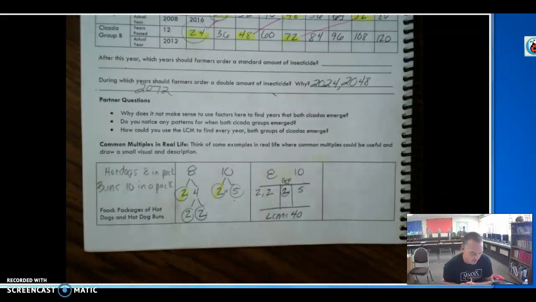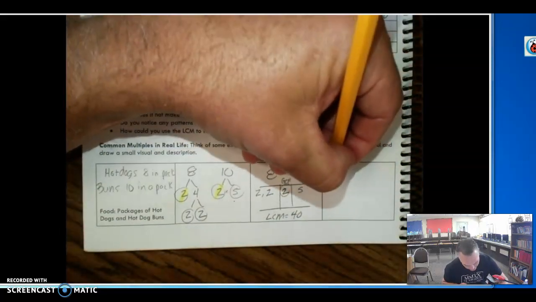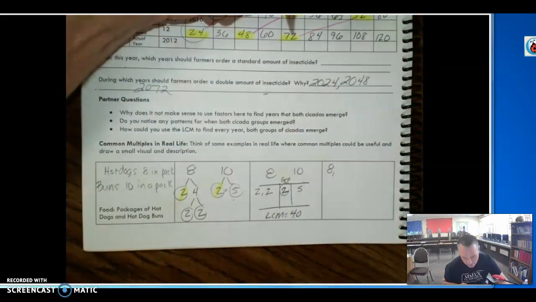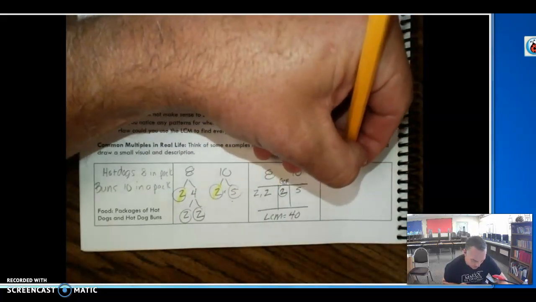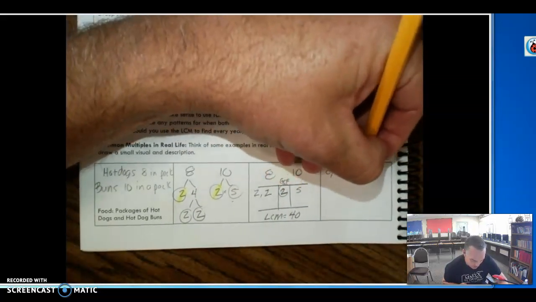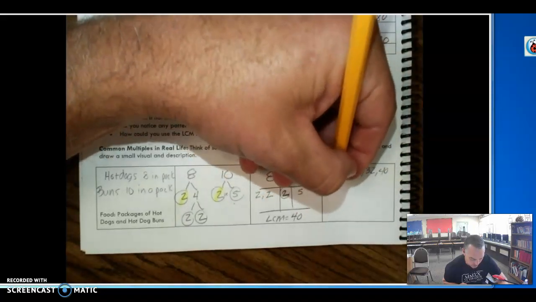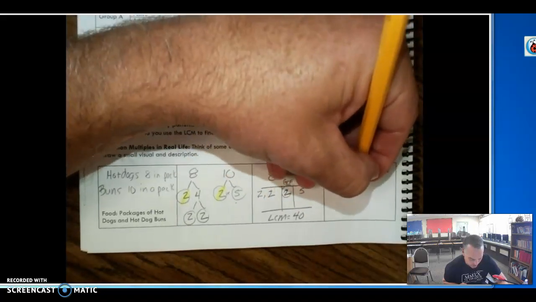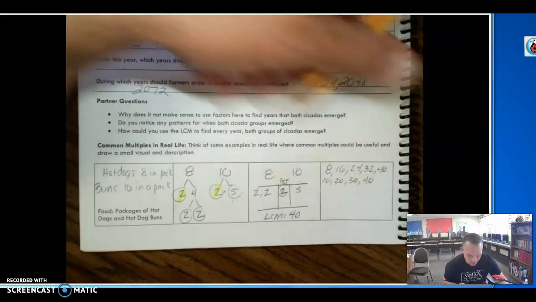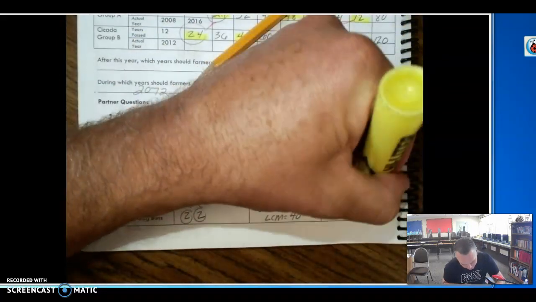If you didn't have the time to do this, or if it was a little bit confusing, you could have just listed out all the multiples of 8. So it would be 8, 16, 24, 32, and 40. And then for 10, it would be 10, 20, 30, and 40. And you would have seen that there, right?